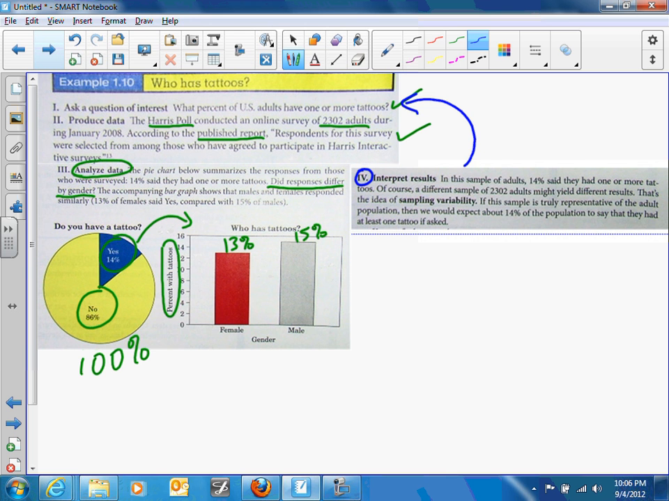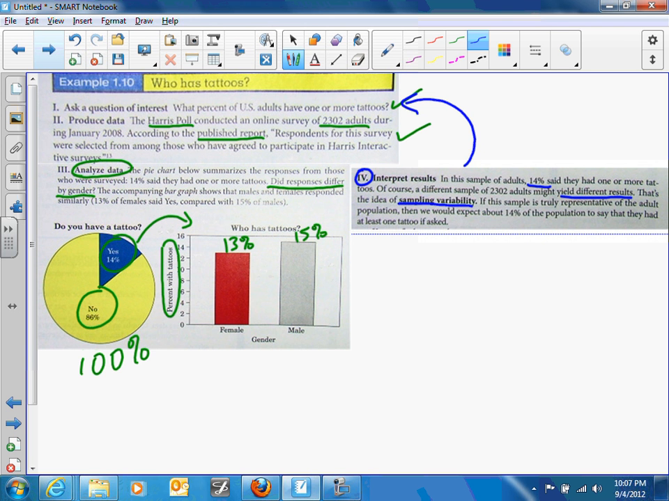In the sample of adults, 14% said they had one or more tattoos. Of course, a different sample of 2,302 adults might yield different results. So they've also put that in there as well. You won't get the same responses every time you do a survey, okay? That's the idea of sampling variability.